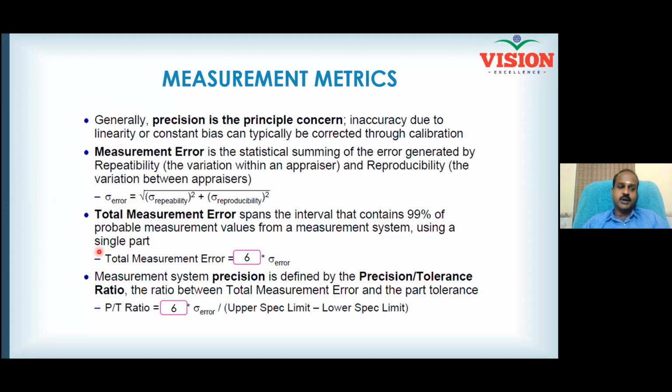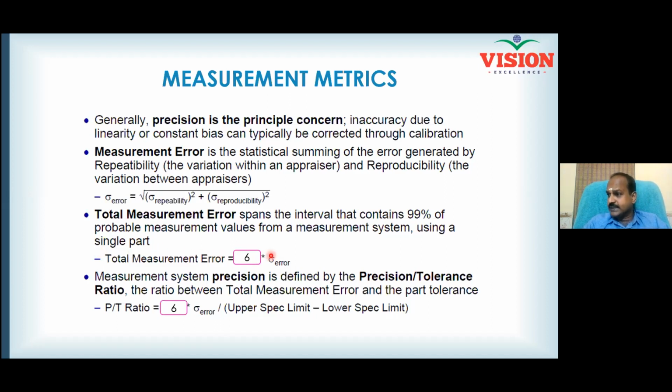Suppose I ask you, how much is your exam score? You tell me the exam score is 45. When you say the exam score is 45, in order to understand whether it is good or bad, I require the denominator. Whether the 45 is out of 50 or out of 100, I should know. Then only I can say whether it is good or bad.